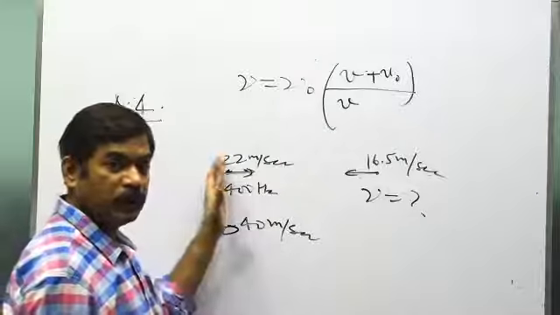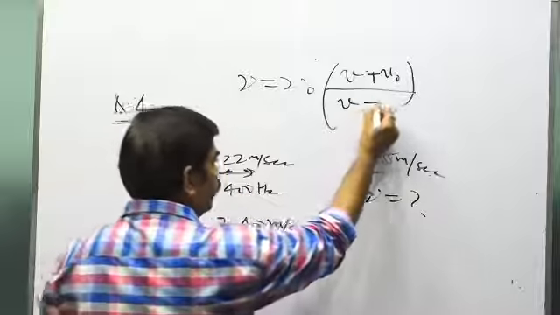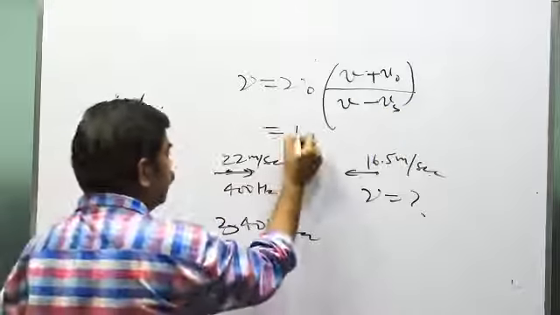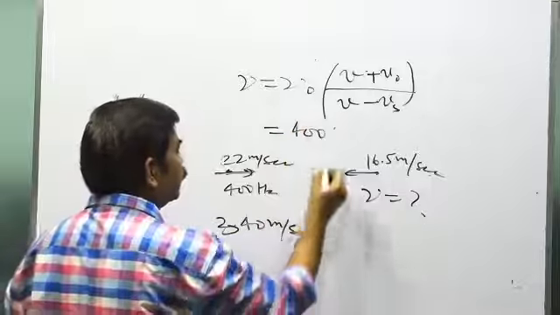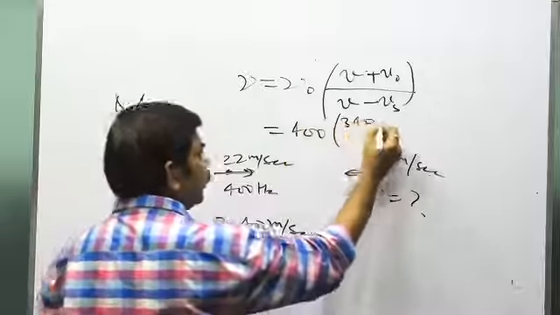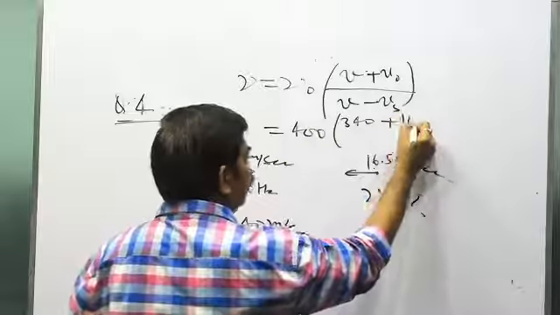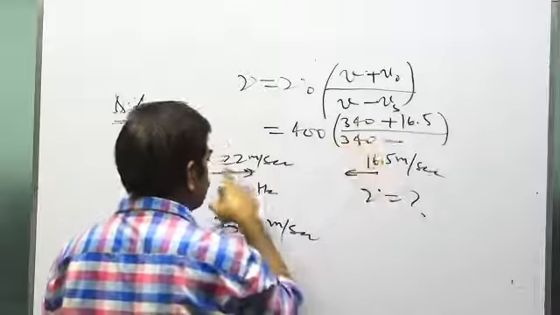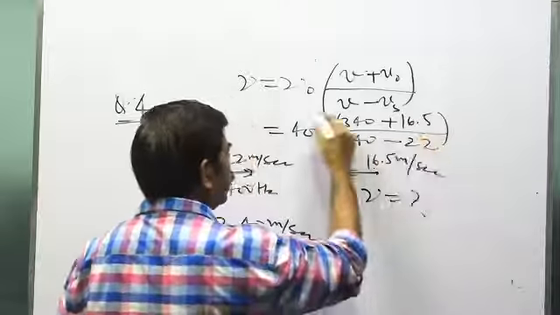Source is approaching towards the observer, so it will be minus of velocity of source. So this becomes nu naught, which is 400, the original frequency, into velocity of sound, 340, plus 16.5, the velocity of observer, divided by 340 minus the velocity of source, that is 22. You'll get the answer.